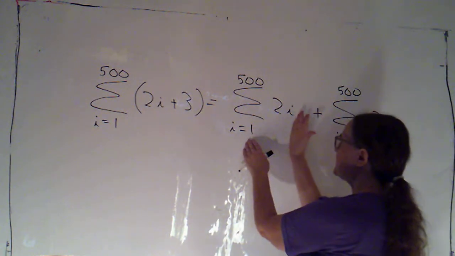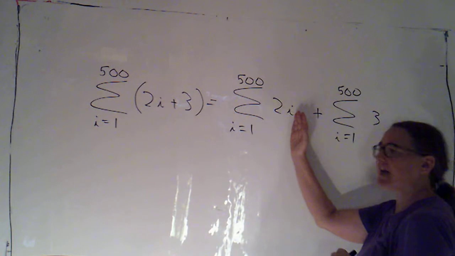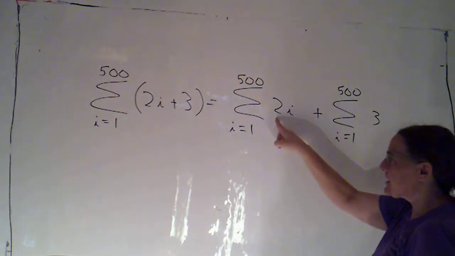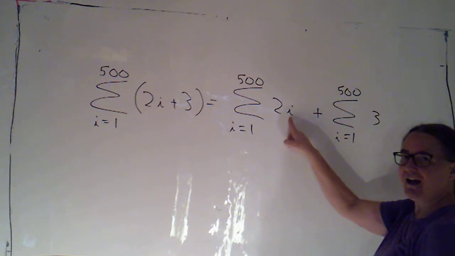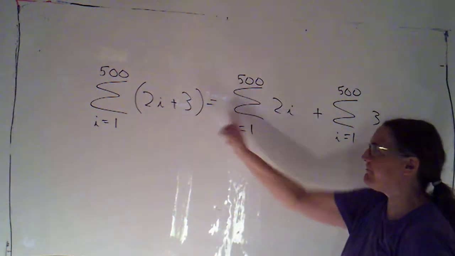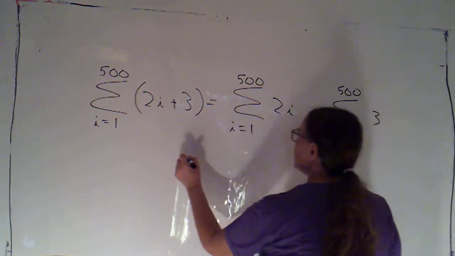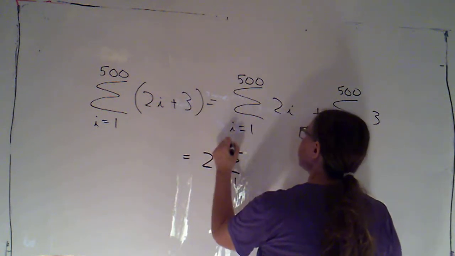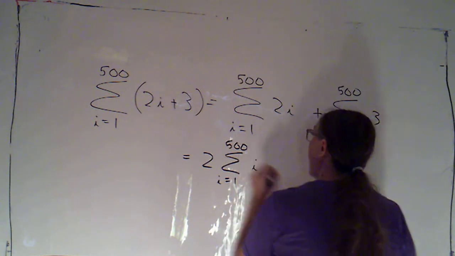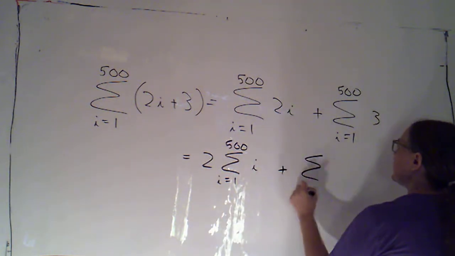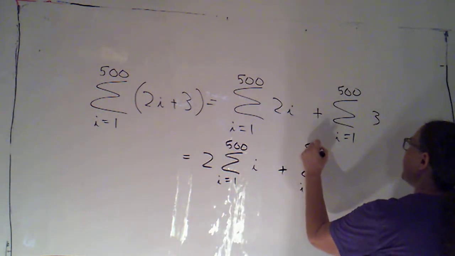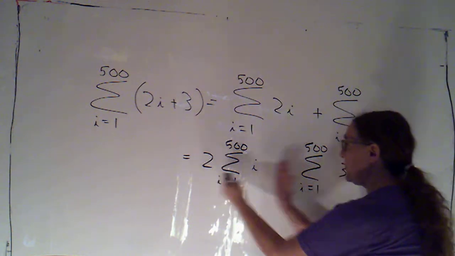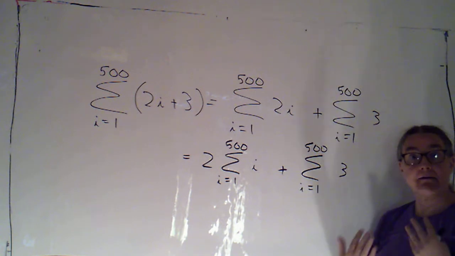In this first sum, I can see we're just adding up some i's, but I've got that coefficient there of 2. Well, that's a constant multiple of i. I've got another rule that says I can factor out that constant. So I can say this is 2 times the sum as i goes from 1 to 500 of i, plus the sum as i goes from 1 to 500 of 3. So now each sum is of the type where I have a formula.